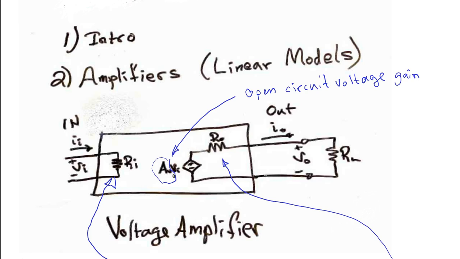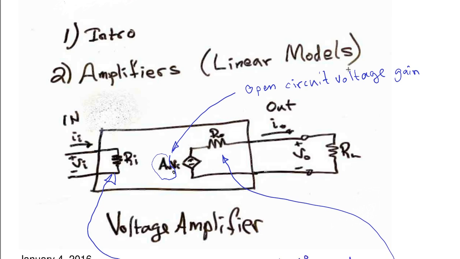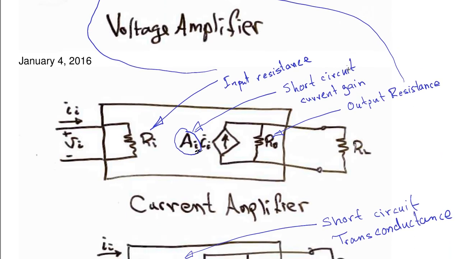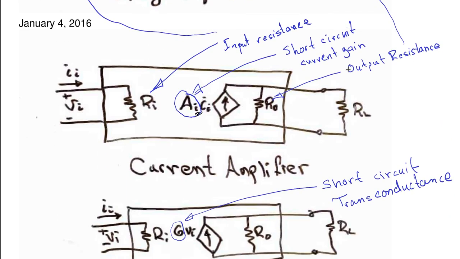If the input currents and output currents are more important than voltages, a current amplifier model is more useful. The input part of the circuit is the same as the voltage amplifier model, but the output is more conveniently a Norton circuit. The Norton source is a current-dependent current source, and the Norton resistance is known as the output resistance.